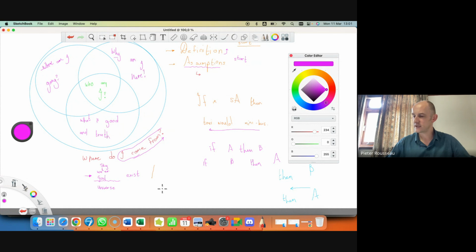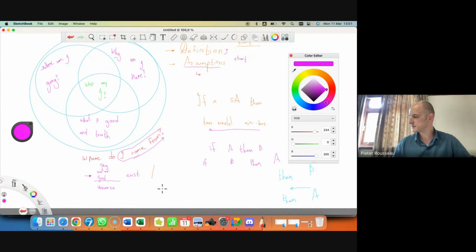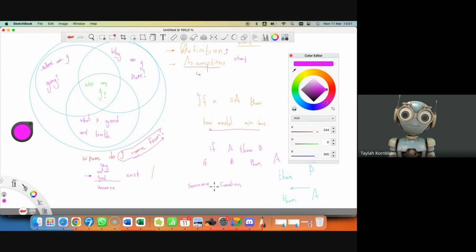Does anyone want to give another suggestion of something that you think could have been the cause of everything? The original cause that didn't have a cause for itself. Creation? Creation, is it? And if you say creation, do you mean someone created? Or do you just say creation? Sorry? God created. So what I thought was, yes, God created creation, but there was no explanation as to why he did it.